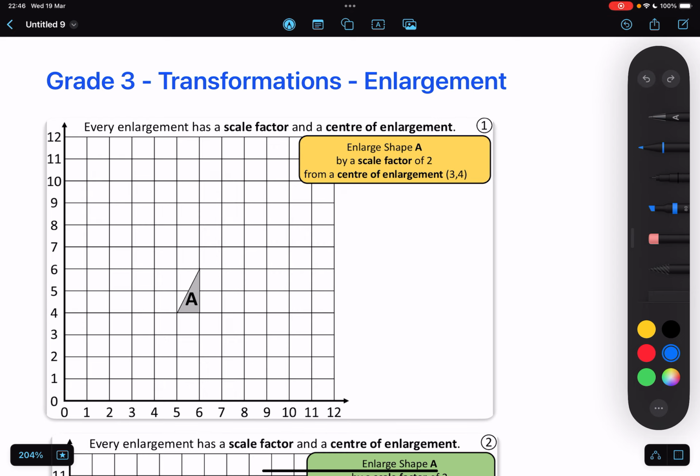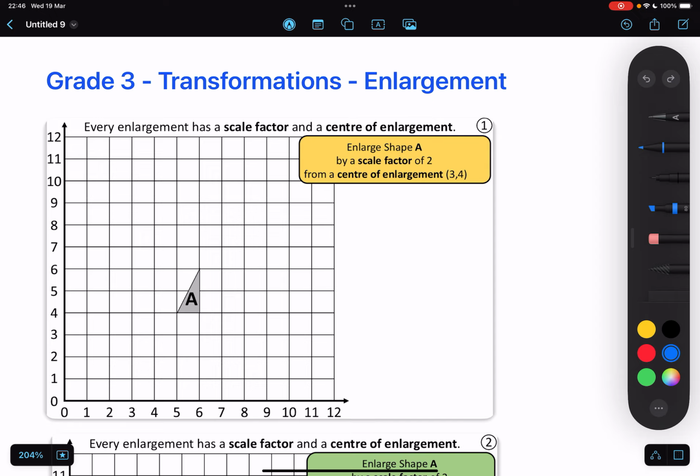Enlarge shape A by scale factor of 2. Now if the scale factor is 2, it means we're going to be making it 2 times bigger. From a center of enlargement 3, 4. So we are going to have to mark that point on our coordinate grid. So that is coordinate 3, 4.